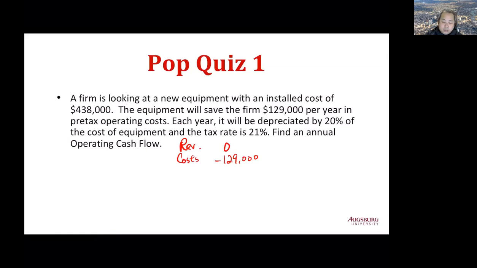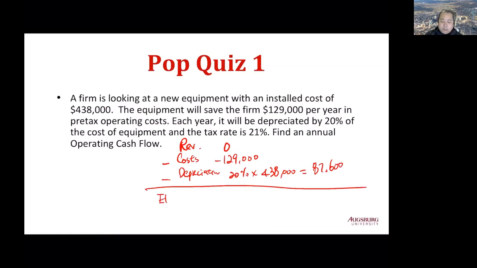Annual depreciation is 20% of the equipment cost, $438,000 times 20%, which is $87,600. So EBIT is sales minus cost minus depreciation. That's EBIT, $41,400. So negative of negative is positive, right?